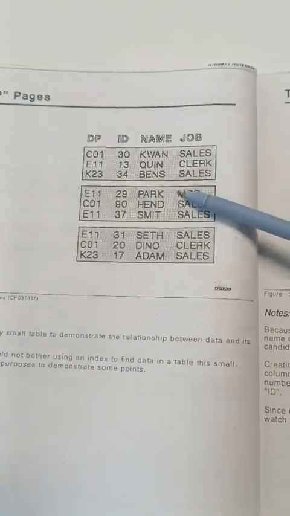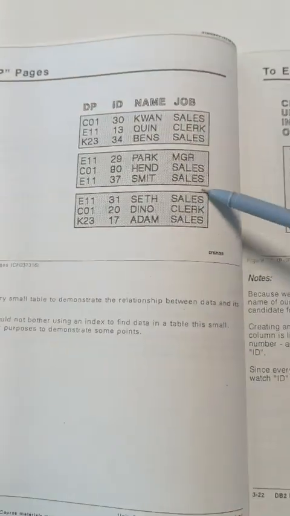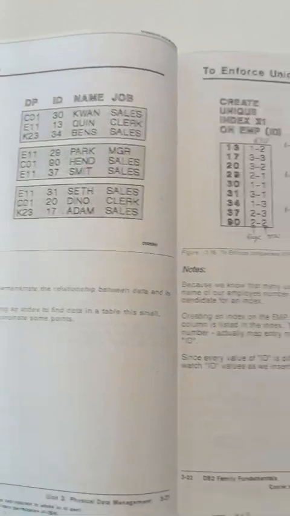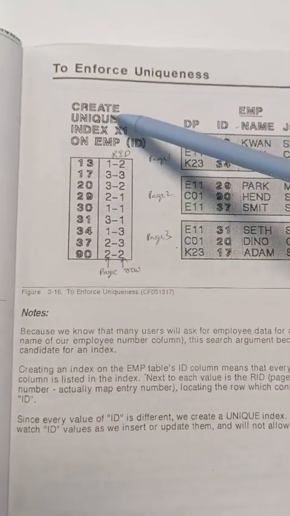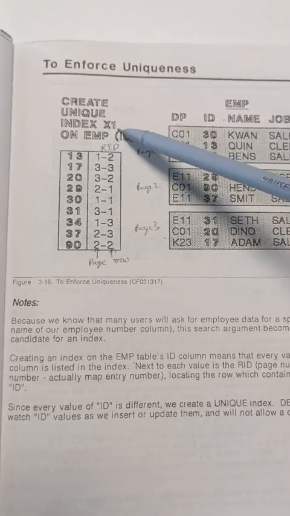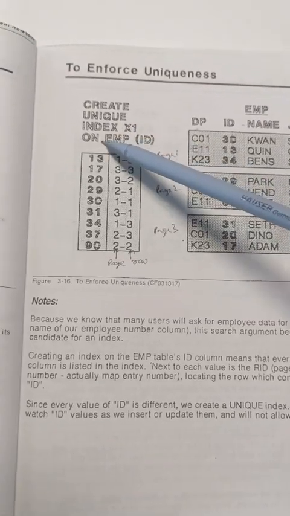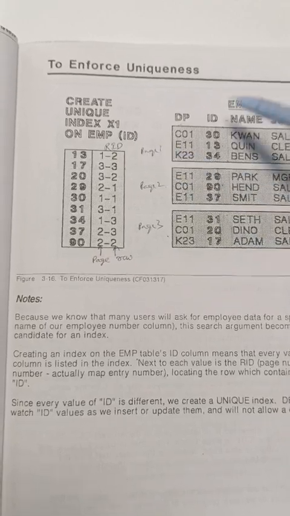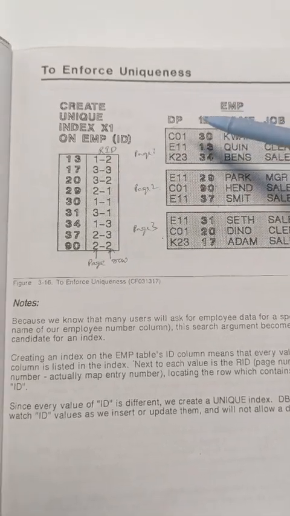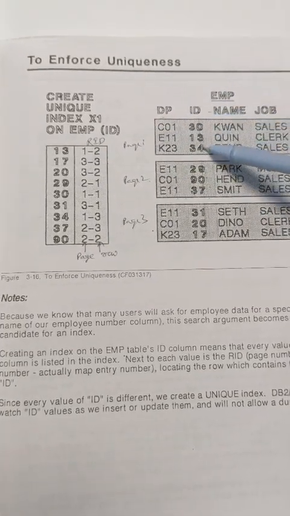This is the employee page. The table has these values here. How can we create a unique index? Create unique index, index name, on table, and which column you are going to create it on. This is the employee table. I am going to create a unique index on the ID column here.